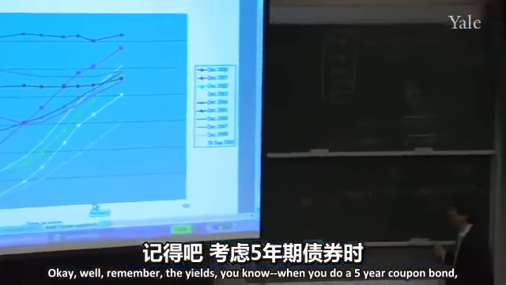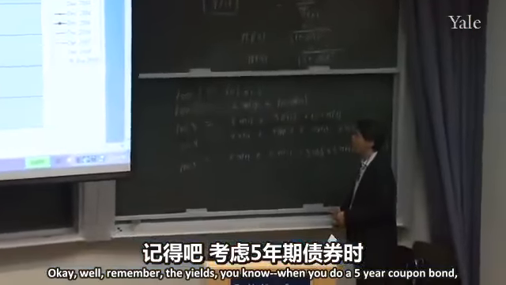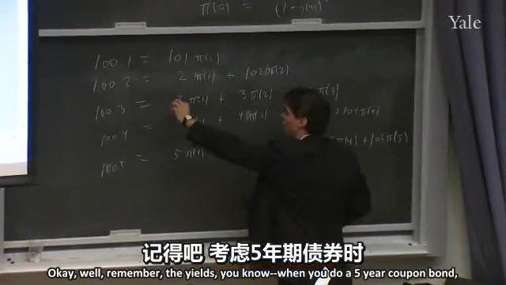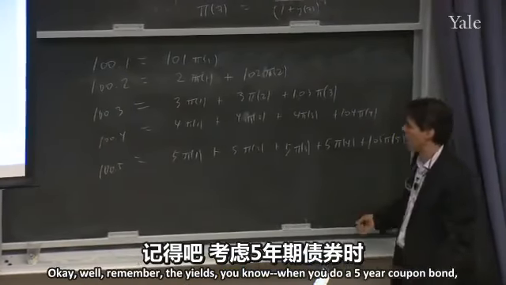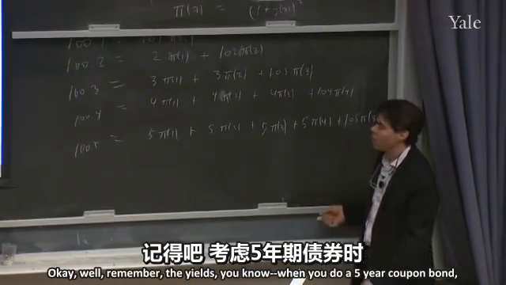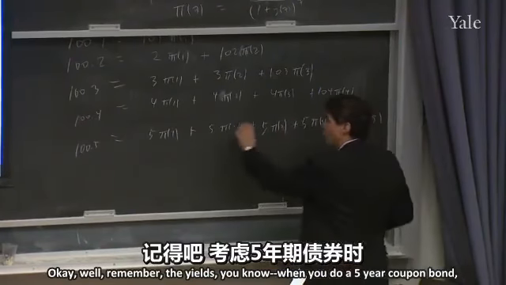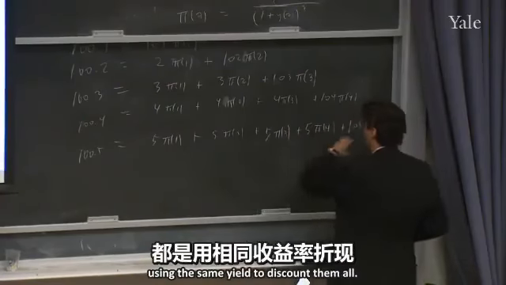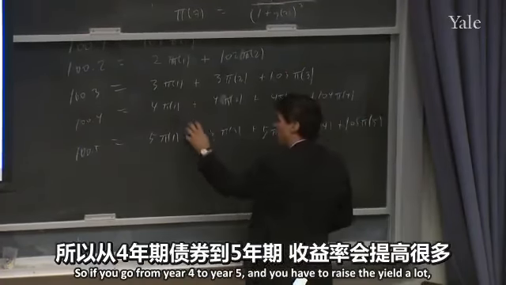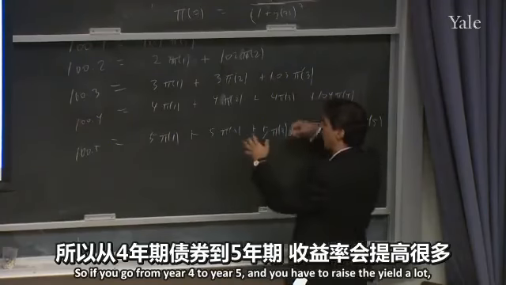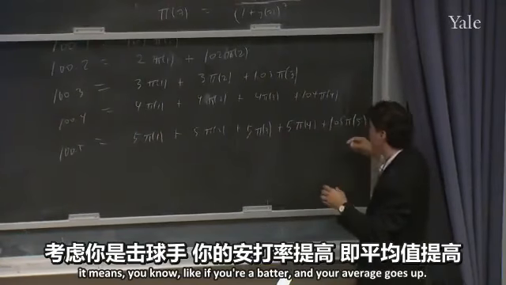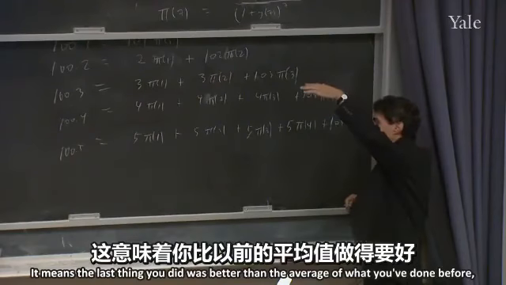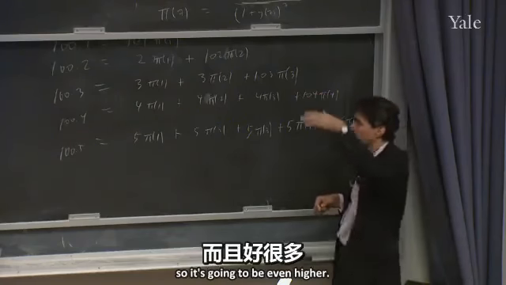Okay, well, remember, when you do a 5-year coupon bond, you're discounting all the cash flows, the previous 4 cash flows. You're using the same yield to discount them all. So if you go from year 4 to year 5 and you have to raise the yield a lot, it means, like if you're a batter and your average goes up, the last thing you did was better than the average of what you've done before. So it's going to be even higher.